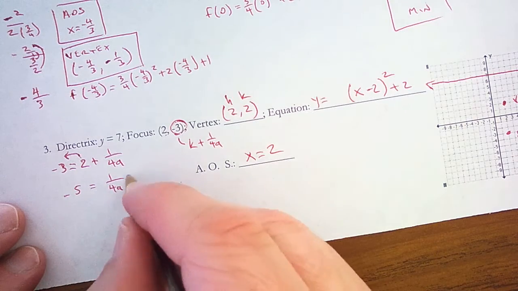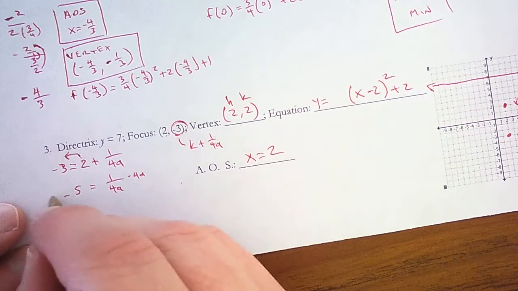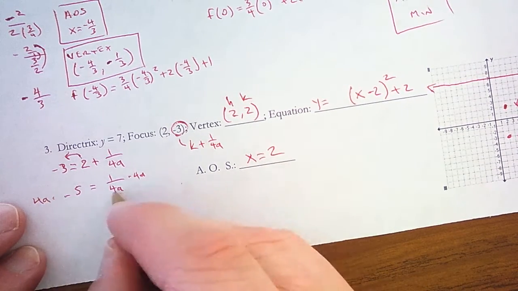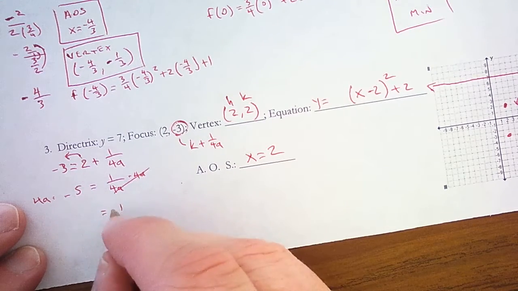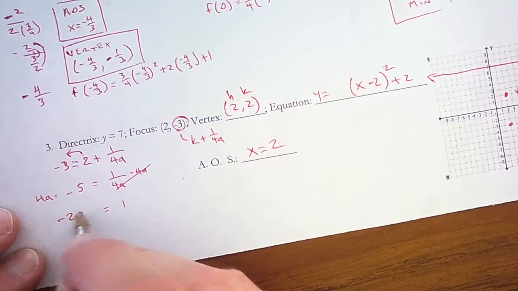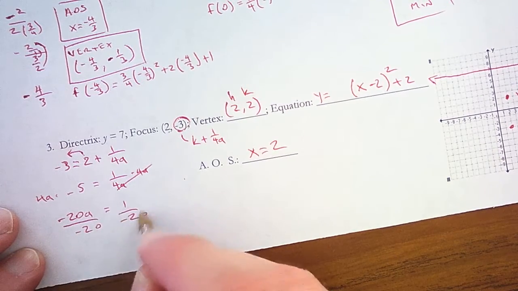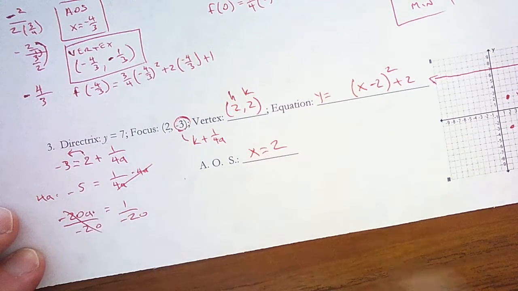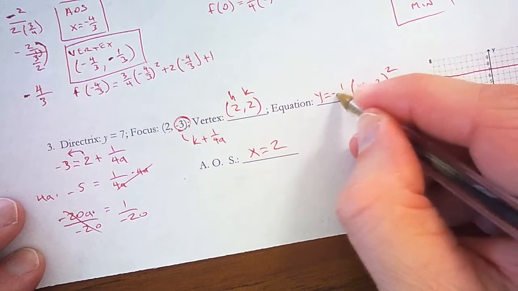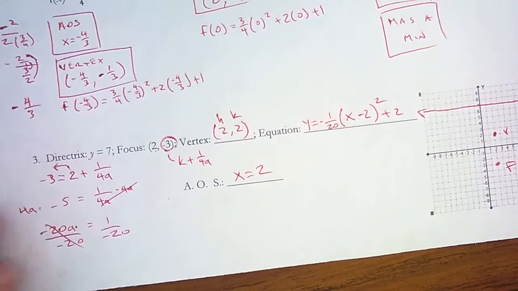Then I'm going to multiply both sides by 4a and get 1 equals -20a, and I'll divide by -20, so I get a is -1 over 20. And there's the rest of my equation.